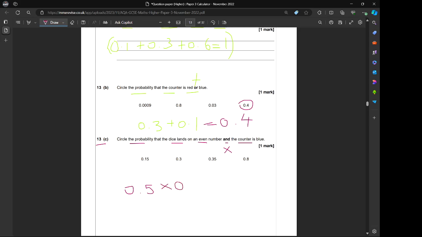Anyone got an answer? Well done, Mochi. Yep, spot on. Remember, the word and means multiply, the word or means to add.